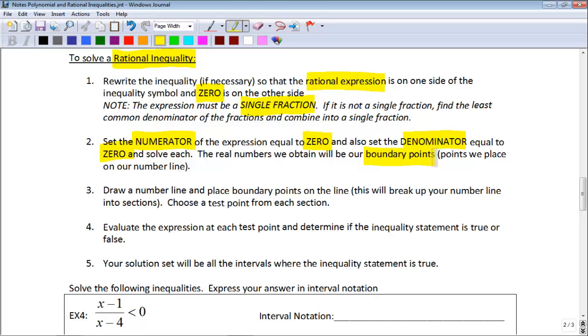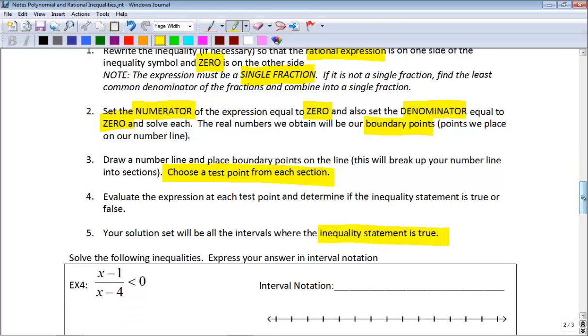Once we've done that, we're going to draw our number line and place the boundary points on the line. That's going to break up our number line into sections. We have to then choose a test point from each one of those sections. Then we want to evaluate the expression at each one of the test points and determine if it makes the inequality statement false or if it makes it true. Your solution set is everywhere that your inequality statement is true. So let's take a look at examples here.